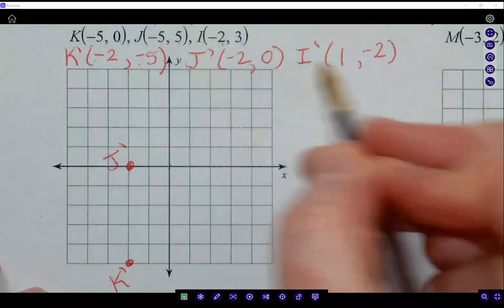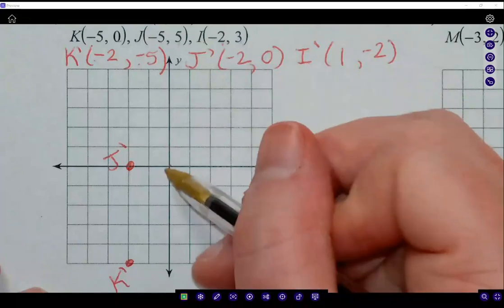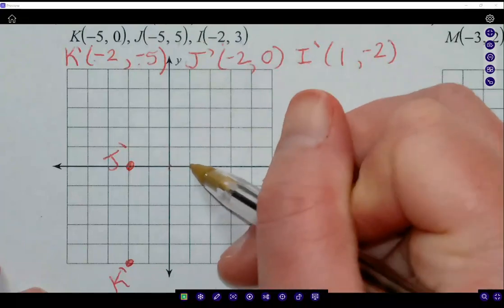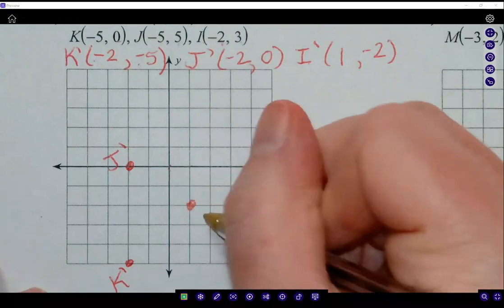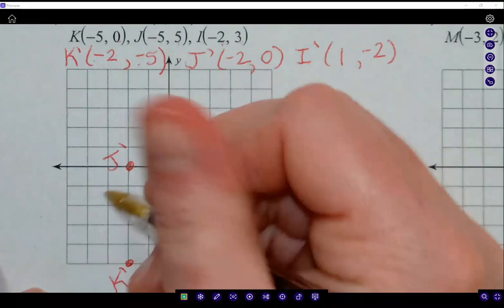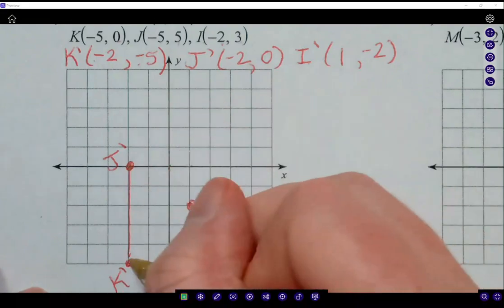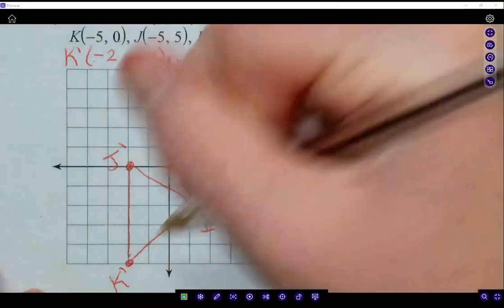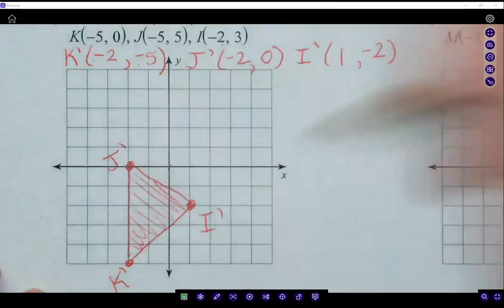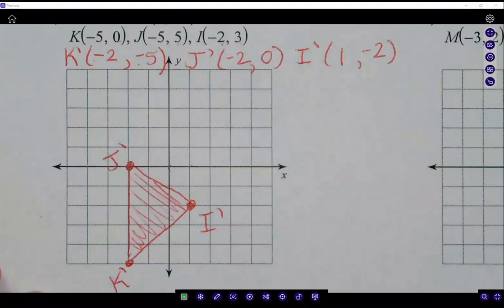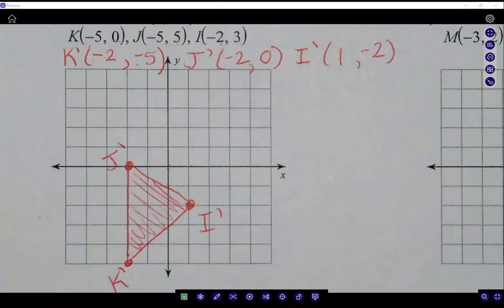And then A prime, that's at 1, negative 2. So starting at the origin, I go over 1, and then I go down 2. And there's A prime. I go ahead and connect the dots. And I'm finished. There's my figure. Now that's all that was required at the bare minimum.